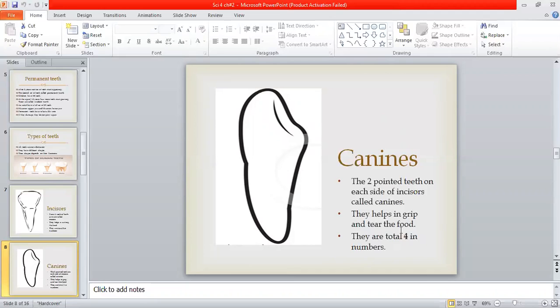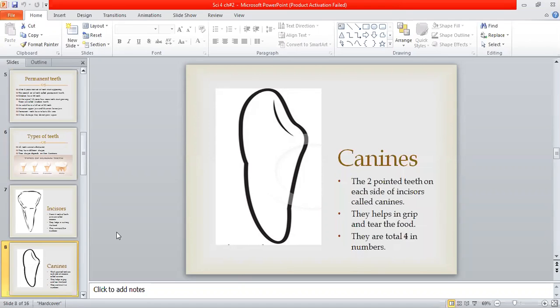You grip an apple, a burger, a shawarma, whatever you like to eat. So they grip the food to hold it in your mouth, and then the first four incisors help you to cut the food. So they are four in number. How four in number? As I told you, you can see on the upper and lower jaw, behind the incisors, two canines on the upper side and two canines on the lower side. So together they are four in number.